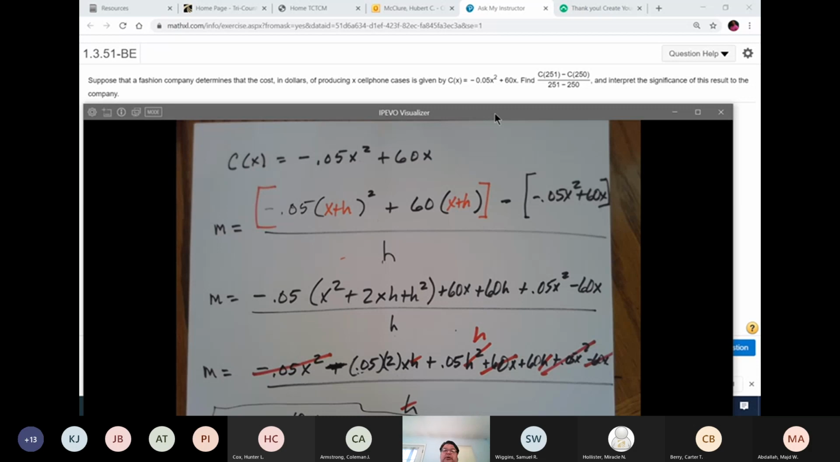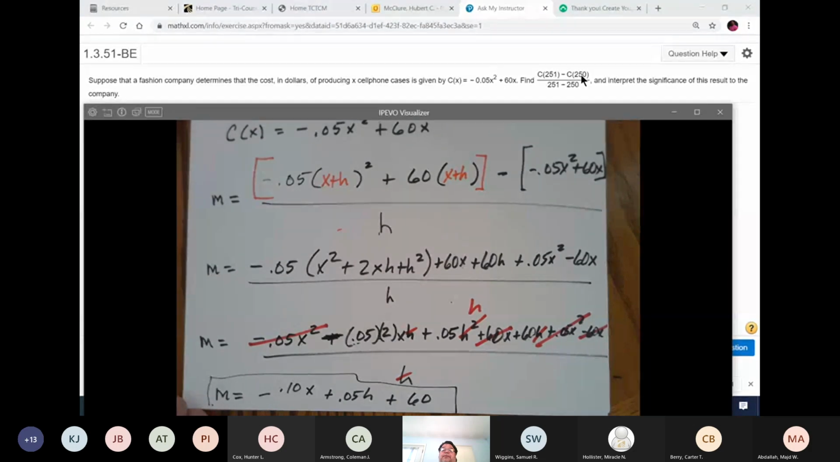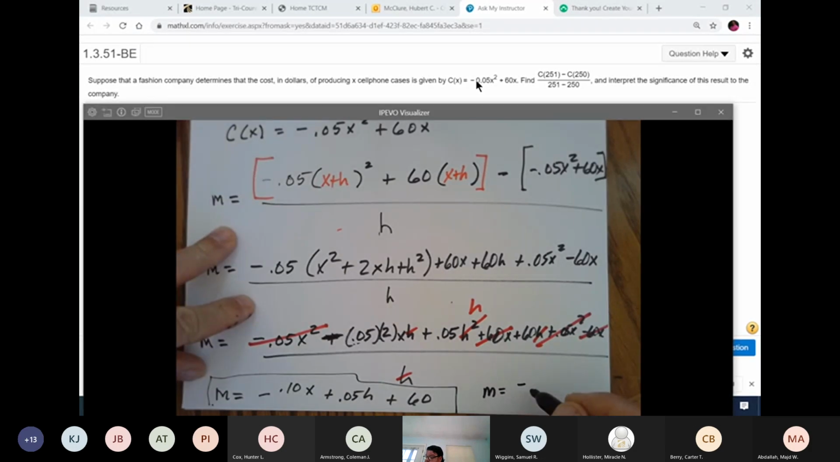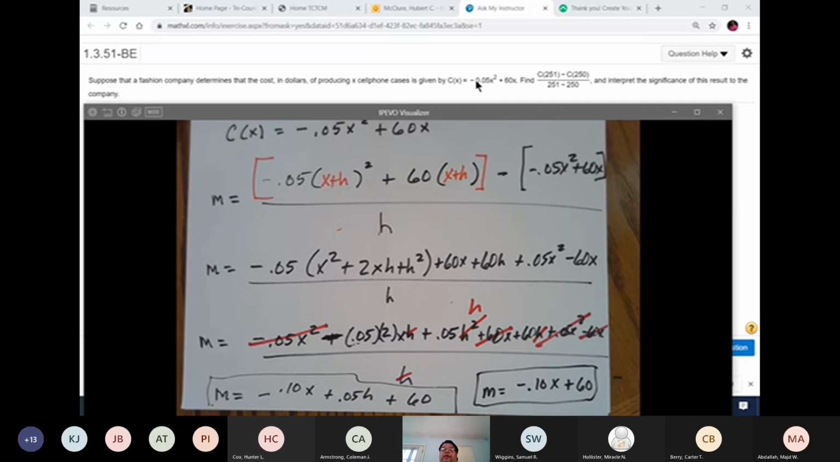Okay, but what they're doing is they're taking each one of these, that x and that x right there, and they're plugging in 251 and then they're plugging in 250, and then 251 minus 250, that's 1. So you're going to get some numbers up here plugging them in. With h, the derivative m is equal to negative 0.10x plus 60. And if you plug in 251 and 250 and subtract them here, you should get the same number. But let's do it their way.